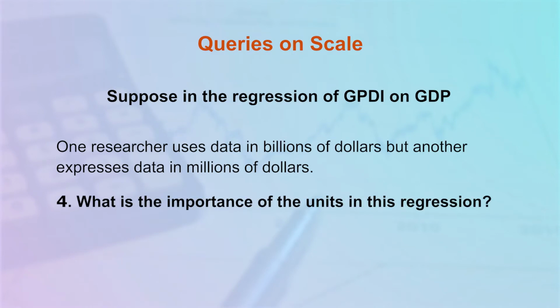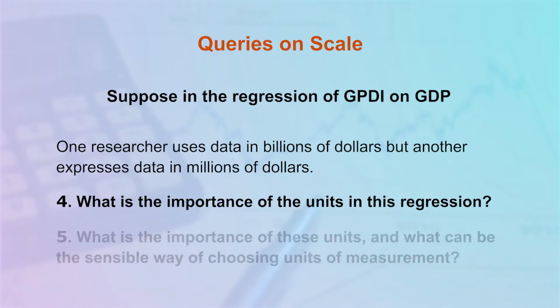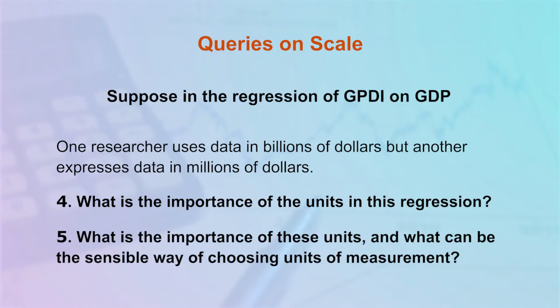That means when we look at the regression analysis, what is the importance of these units, and what can be the sensible way of choosing units of measurement? Because at the end of the day, the regression equation should have uniformity in the measurement of the variables. So in order to do this, what could be the sensible way out?